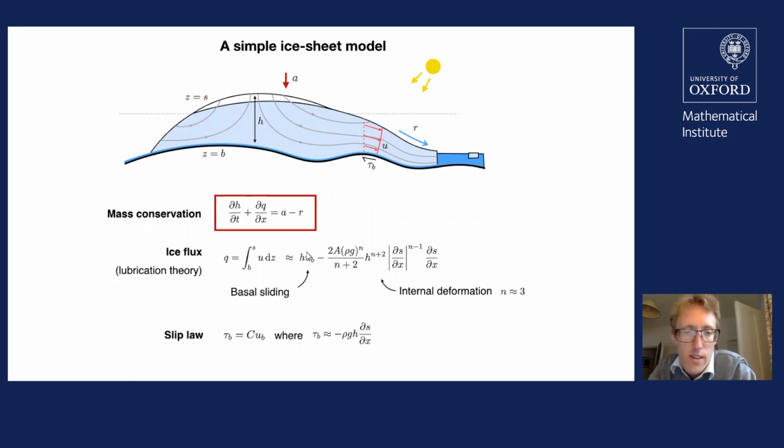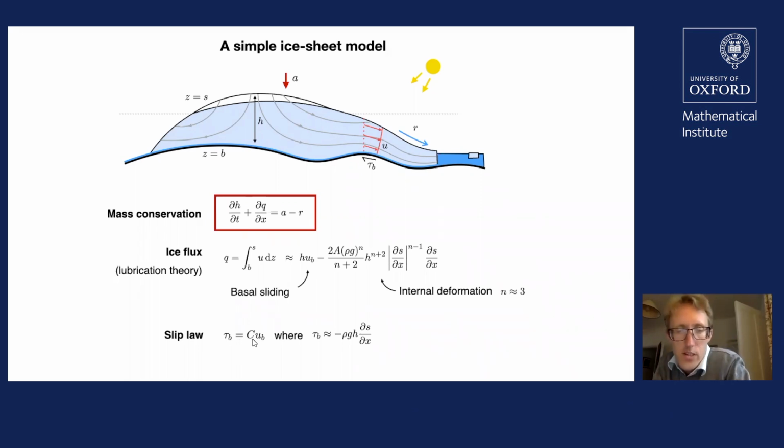And then I've added on this thing called UB, which is the sliding speed. And that's because the bottom of the ice is often melting. There's a layer of water that allows it to slide over the rock. And this is quite important. I'm going to come back to this later on, but for the moment, I'm just going to forget about it. In order to calculate that, we need a slip law, which relates the stress that the ice is exerting on the rock underneath to the sliding speed.